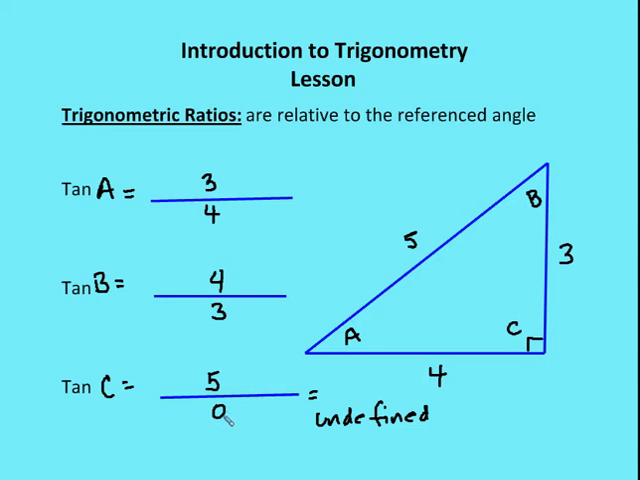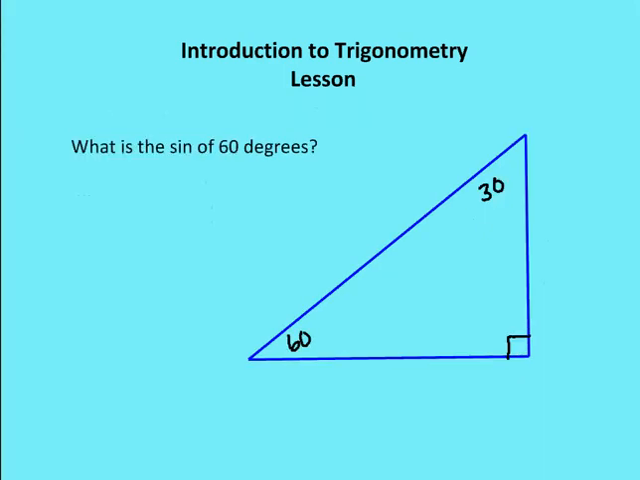In this case, the adjacent side being 0 makes tangent of 90 degrees undefined. You can type tangent of 90 degrees into your calculator, and you'll see that you get an undefined measure. All right, so we're going to go through a couple quick problems, and then move on to another part of the lesson.